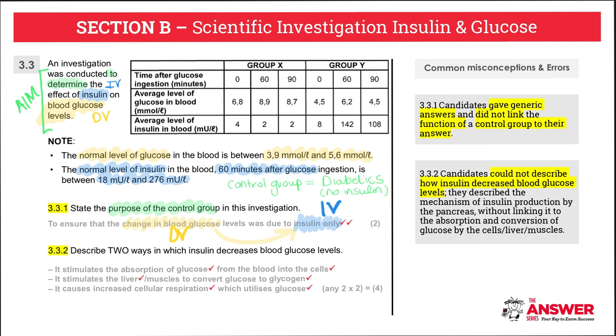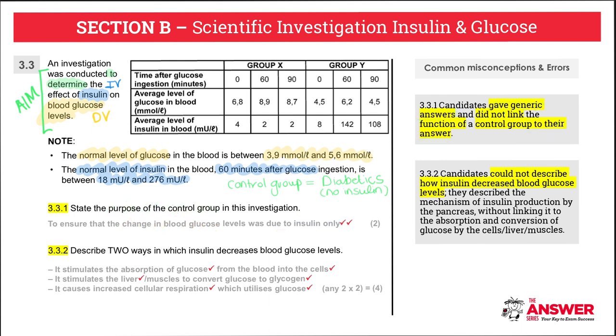Now, the diagnostic report says that candidates gave generic answers here. So they just basically said the control group is there to observe the effect of the independent variable on the dependent variable or some other generic response. And they didn't link the function of a control group to this specific answer. So remember, in this scenario, we want to view the effect of insulin, and the control group doesn't have insulin or cannot produce insulin effectively. They're diabetics. So it allows us to clearly see that any change in the blood glucose levels that we do observe is due to the presence of the insulin in a person's body.